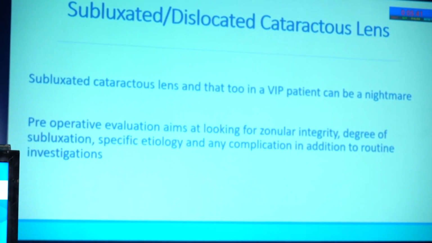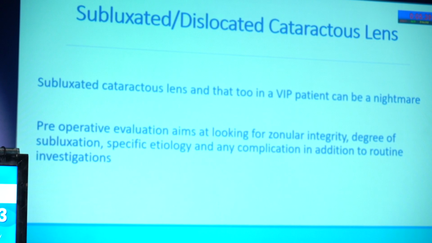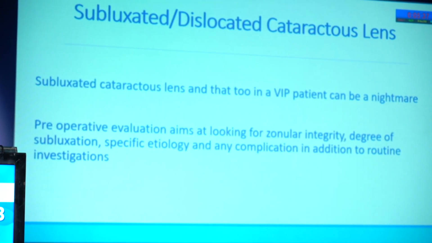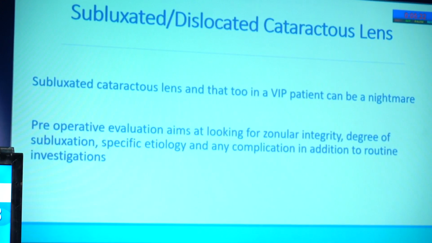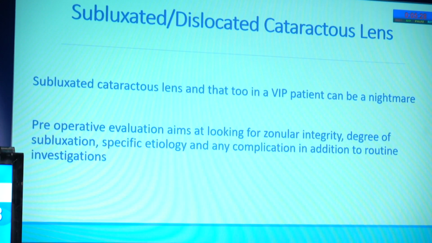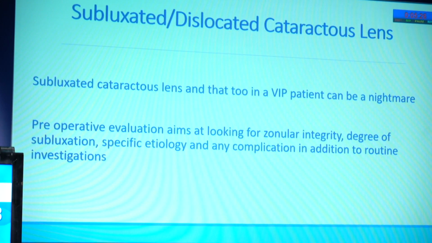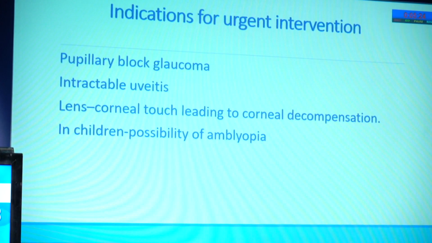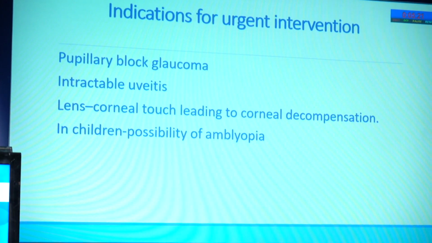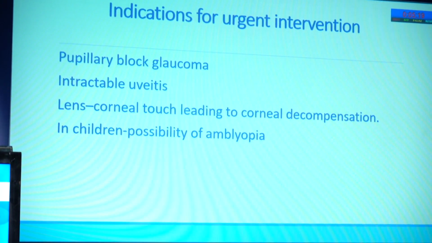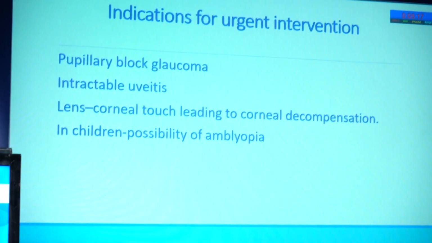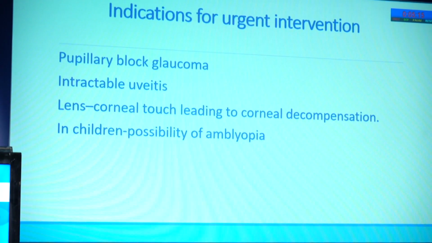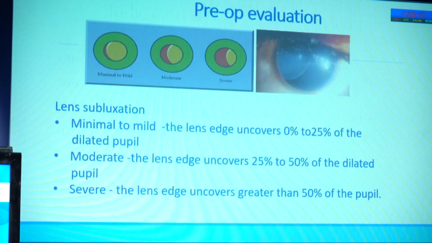So a subluxated cataractous lens, and that too in a VIP patient, can be a nightmare. A pre-op evaluation aims at looking for zonular integrity, degree of the subluxation, specific etiology, and any complication, in addition to the routine investigations. Indications for urgent intervention require us to know whether there is pupillary block glaucoma, intractable uveitis, lens corneal touch leading to corneal decompensation. In children, there is always the possibility of amblyopia.